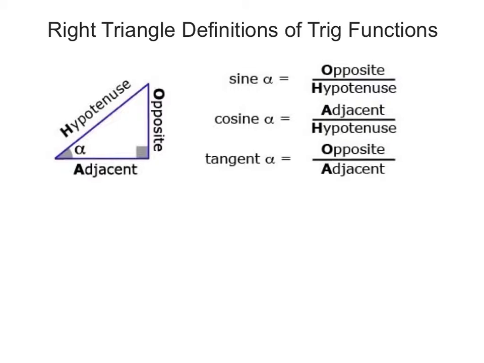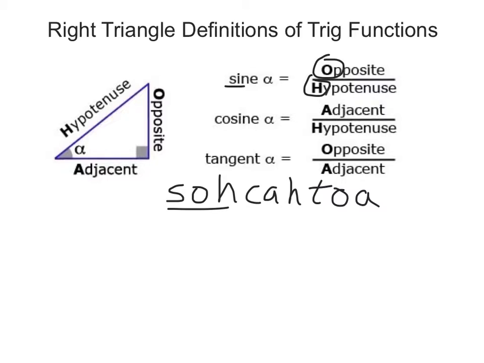Now, there's a little mnemonic that's used. For some students it's really helpful, and it's called SOHCAHTOA. Anybody heard that? Okay, probably sounds familiar to most of you. SOHCAHTOA. The sine is opposite over hypotenuse. Cosine adjacent over hypotenuse, and then TOA would be tangent is opposite over adjacent. Okay.